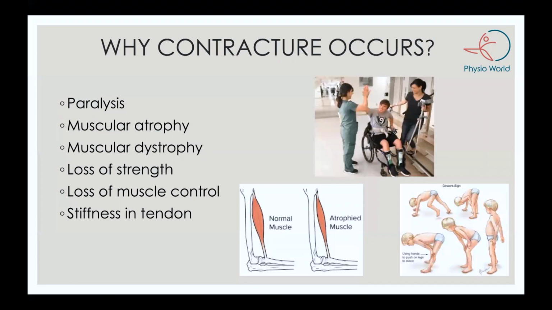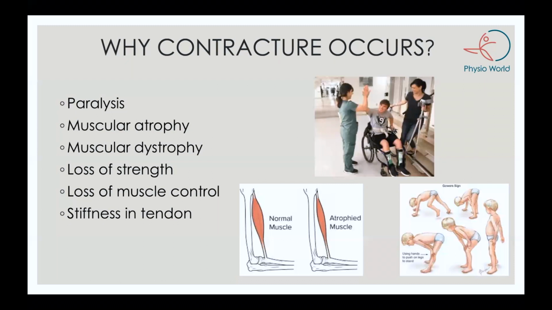Then we have muscular dystrophy. Muscular dystrophy is an inherited disease that damages and weakens muscles over time. It's usually due to a lack of a protein called dystrophin, and it also limits the range of motion, and the patient is unable to perform any physical activities due to muscular dystrophy. And then loss of strength. Loss of strength is basic. The patient does not have the strength to perform the movement. They complain of pain while they're performing the movement. They don't have the strength to carry out the range of motion.